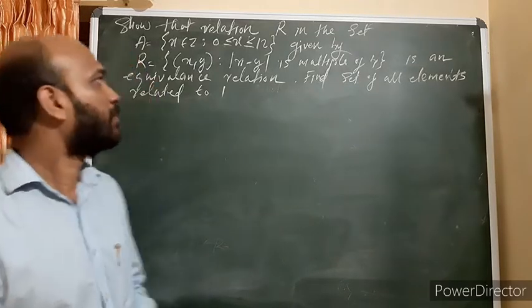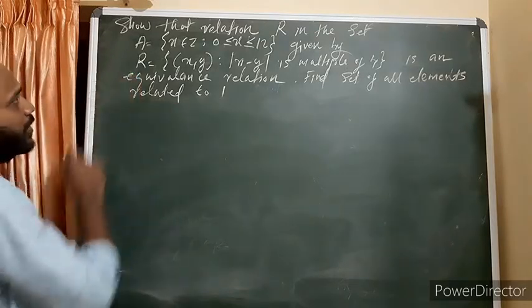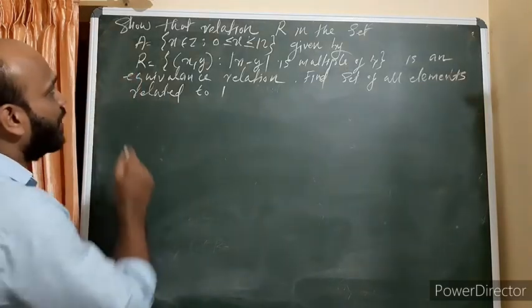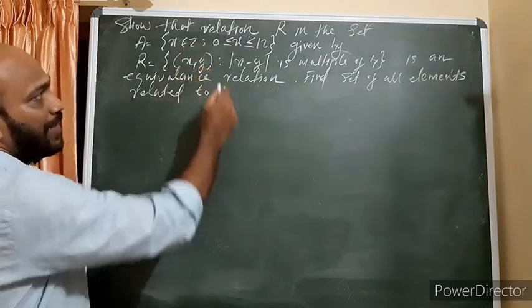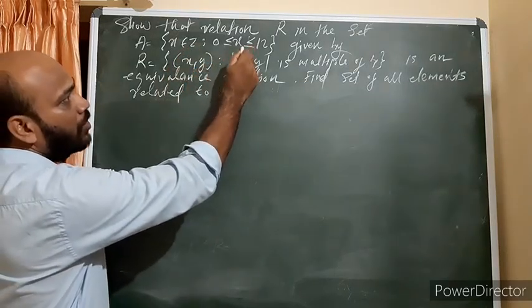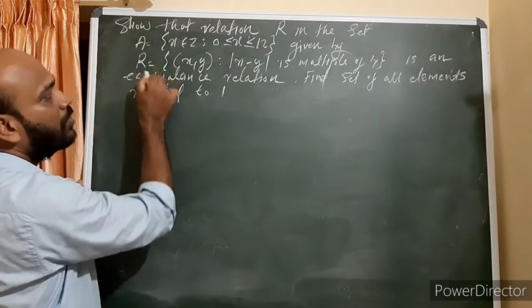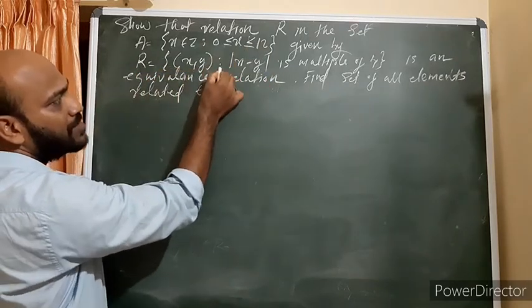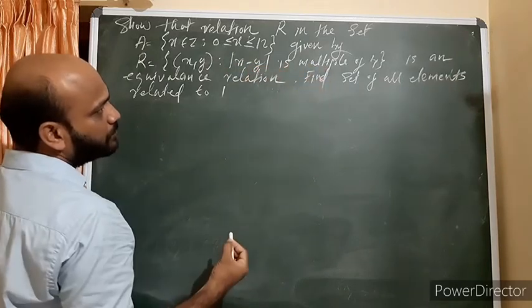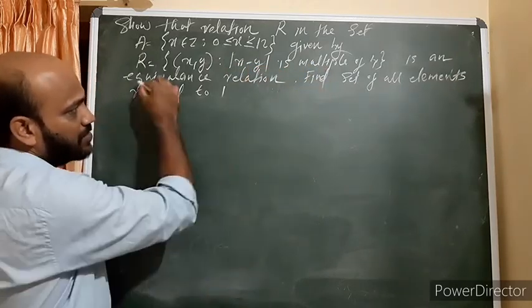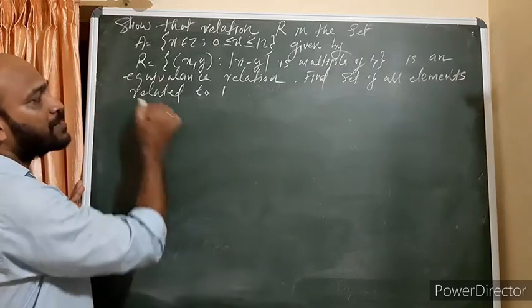Take first question. Show that relation R in the set A equal to the set of all x belonging to the integers such that 0 less than or equal to x less than or equal to 12, given by R equal to the set of all (x, y) such that modulus of x minus y is a multiple of 4, is an equivalence relation. Find the set of all elements related to 1.